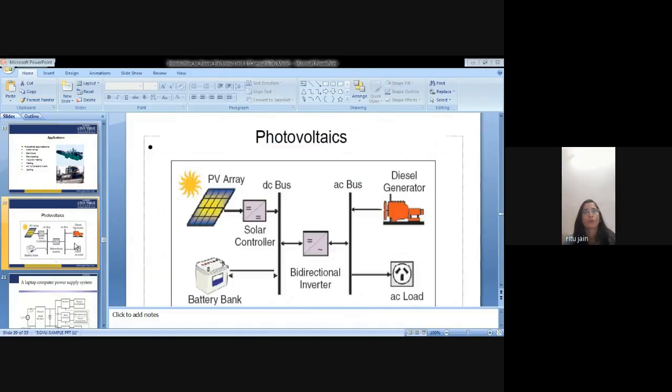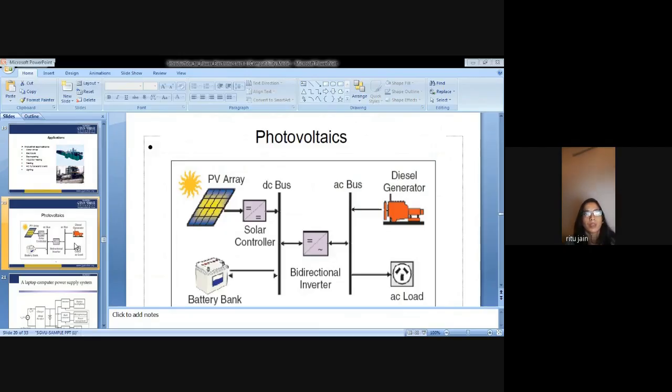Next is your photovoltaic cell. So what is a photovoltaic cell? You can see it in the diagram. In fact, in day-to-day life, we can see photovoltaic cells anywhere. So these are the PV array, and next is your solar controller and DC system.